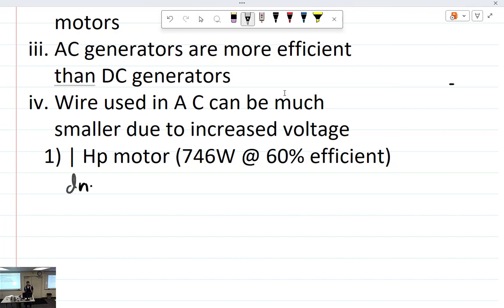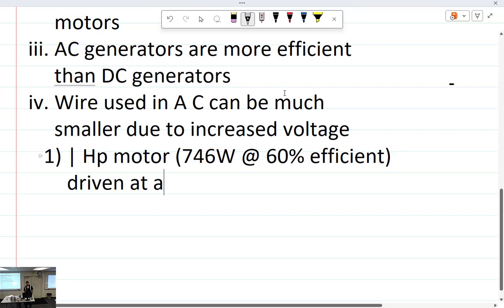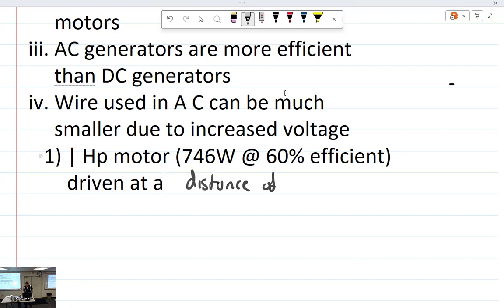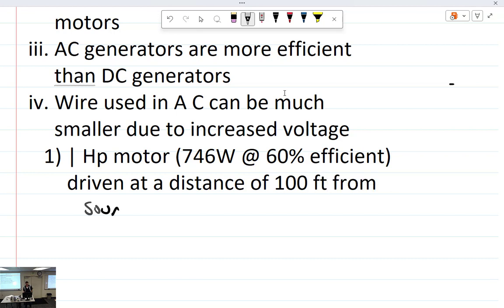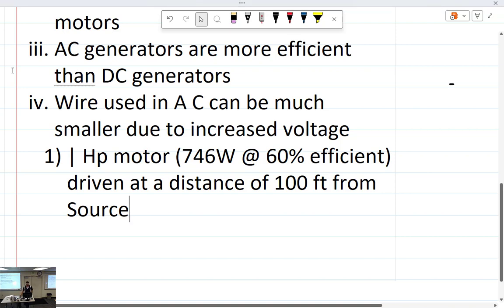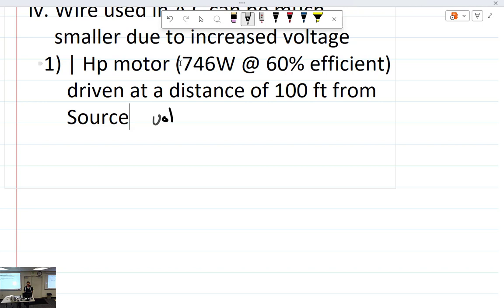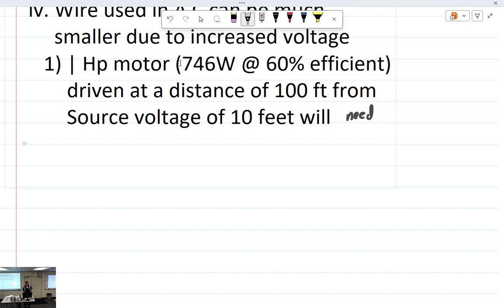Driven at a distance of 100 feet from source voltage of 10 volts will require, well, hang on, how many amps? 125 amps.